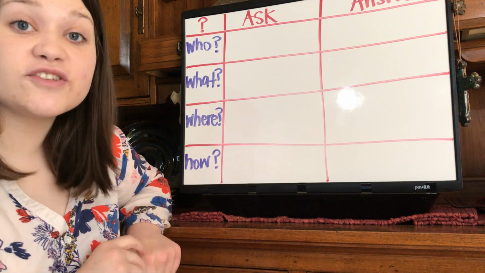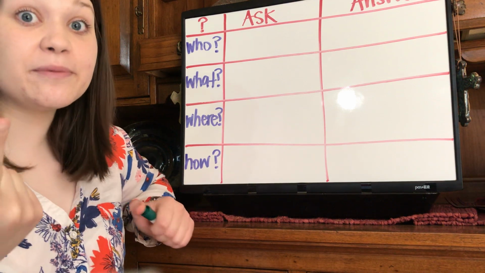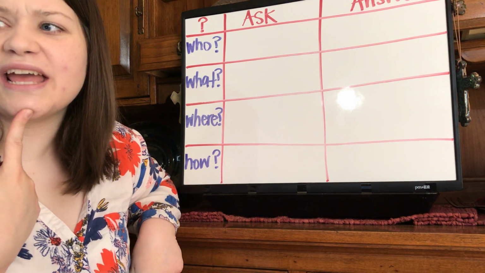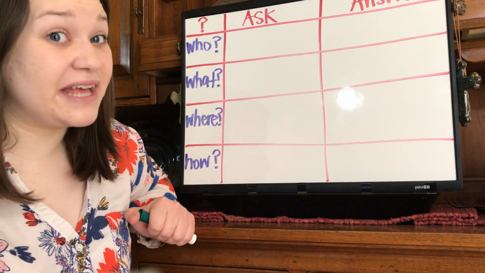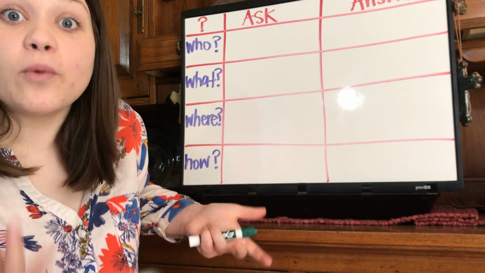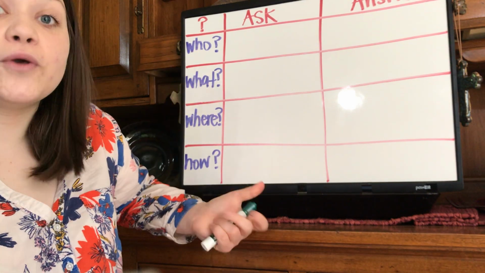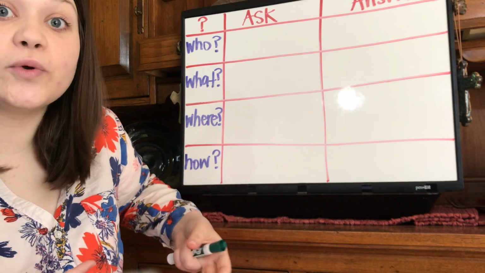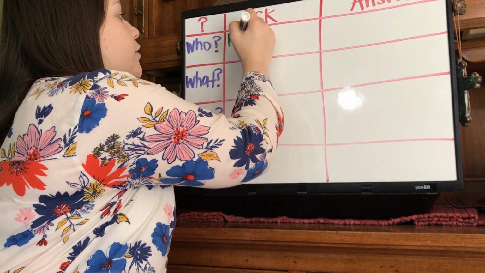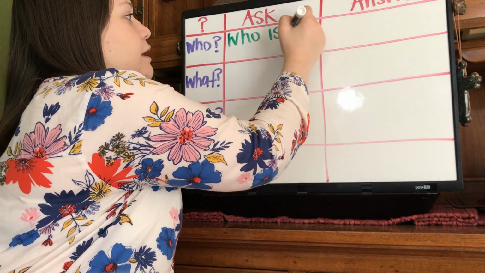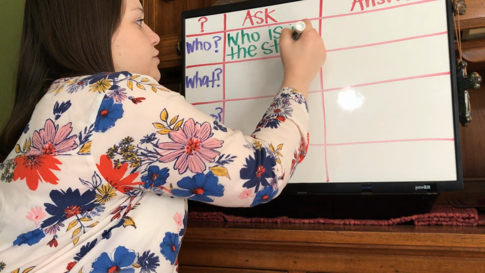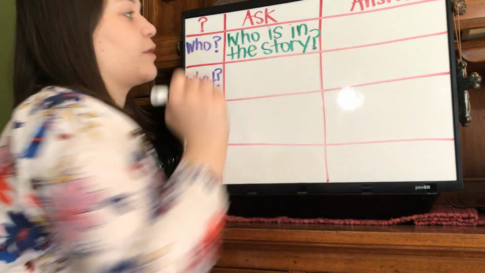So who is usually referring to the characters in this story, the people, the animals, and the talking objects. Now I'm going to think back to the story, and I don't remember any people in it, but I do definitely remember some animals in it. So my question with the word who could be, who is in the story, or who are the characters in the story? So I'm going to write that down. You can do that with me. Who is in the story? And then I'm going to put my question mark at the end.